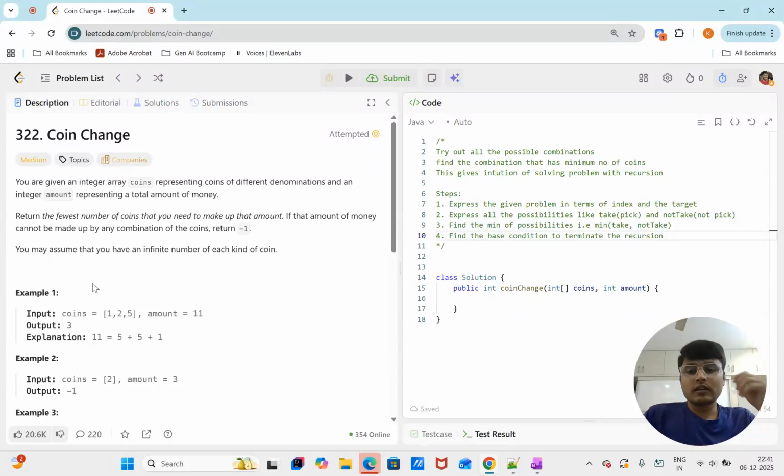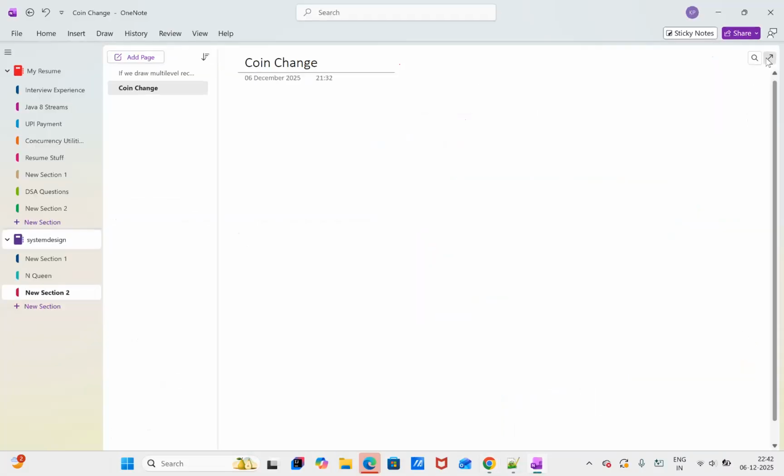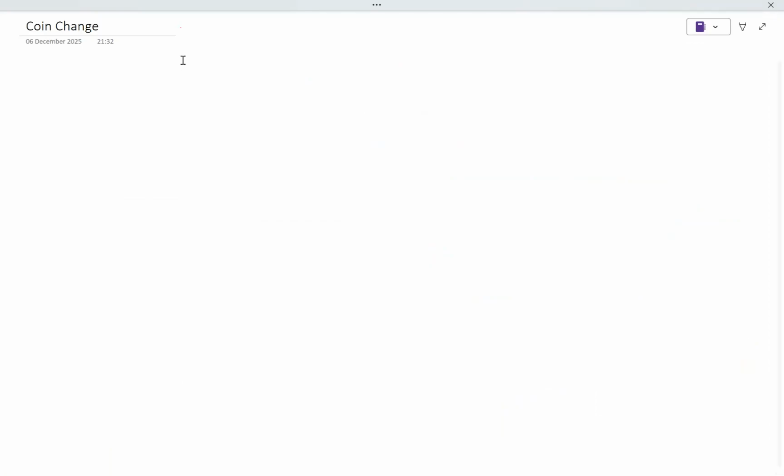So to see all the possible combinations, we can try to find out how the recursive tree will look. So let's see the recursive tree with the example of the array, suppose 1, 2, 3. So at the 0th index, 1 coin is there with denomination 1, at the first index 2, and at the second index 3. And our amount is, suppose, equal to 8.